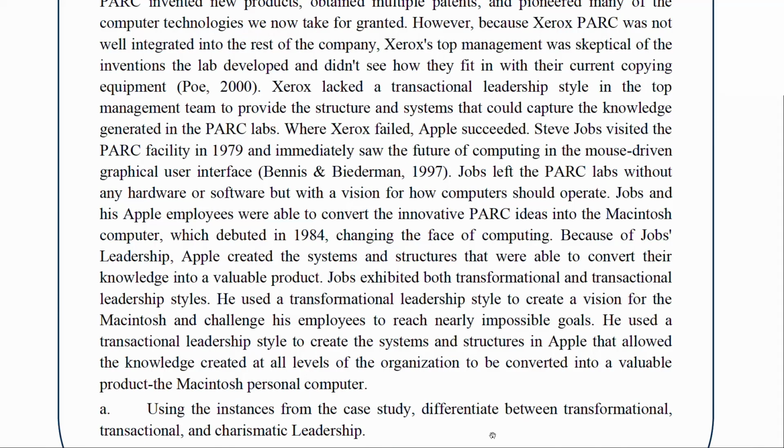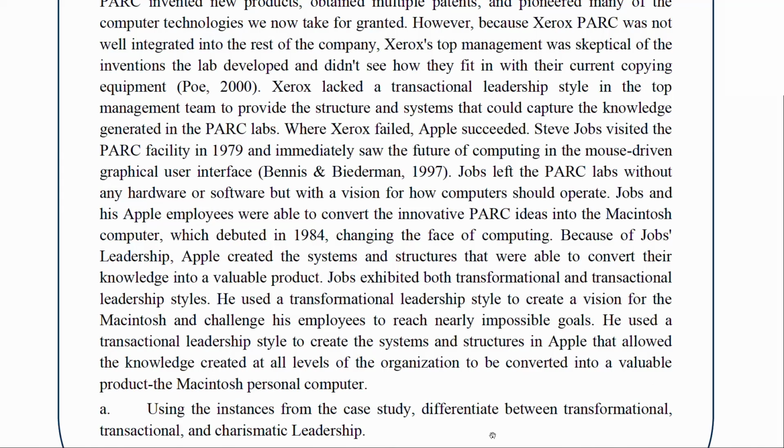Jobs and his Apple employees were able to convert the innovative PARC ideas into the Macintosh computer, which debuted in 1984, changing the face of computing. Because of Jobs' leadership, Apple created the systems and structures that were able to convert their knowledge into a valuable product. Jobs exhibited both transformational and transactional leadership styles.